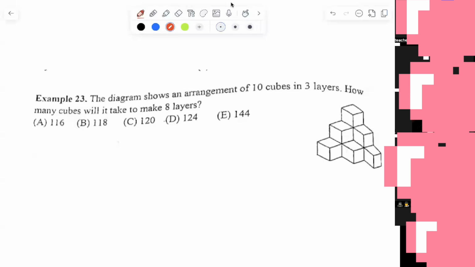Okay, then I'll give you guys a hint. One hint is the answer is not A, and it's not E also.